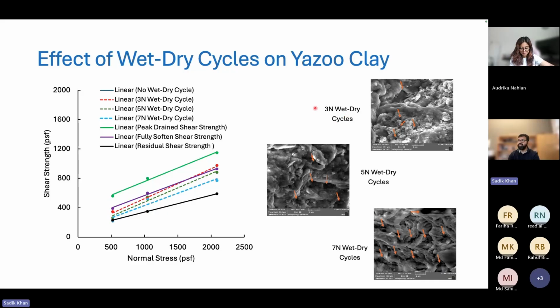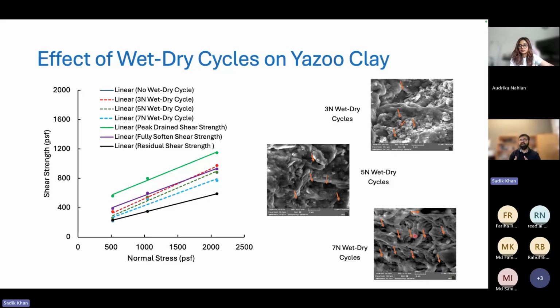So if you look into the microstructure at different wet-dry cycles, including 3, 5, and 7 wet-dry cycles, you can see how much void volume we have within the soil. Let's say with 3 wet-dry cycles, there is a certain amount of void. With 5 wet-dry cycles, the void volume goes up, and with 7 wet-dry cycles, the volume of the void goes even higher.